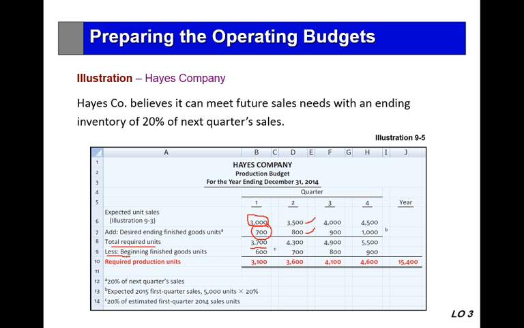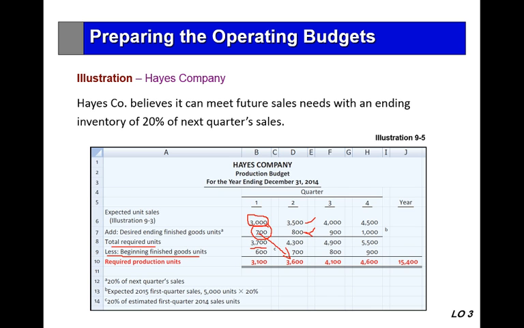Here we must subtract beginning finished goods inventory. Why? Because beginning finished goods inventory is already in the store. We don't need to produce these units because they were already produced in the previous quarters. Let's start with the second quarter. Ending inventory for the first quarter is the beginning inventory for the second quarter.